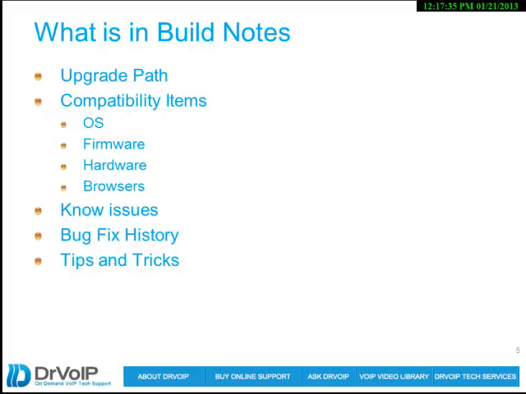Build notes are also going to provide you compatibility items. It's going to talk about the list of firmware, the various hardware, browsers, desktop support. All your compatibility issues will be addressed there. If there are any known issues, they will be highlighted in this document. Bug fixes: what got fixed in this release from the previous bug list, what didn't get fixed, that'll all be in your build notes. And typically, the good folks at ShoreTel provide you some tips and tricks.